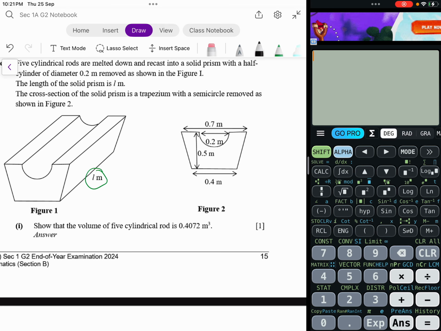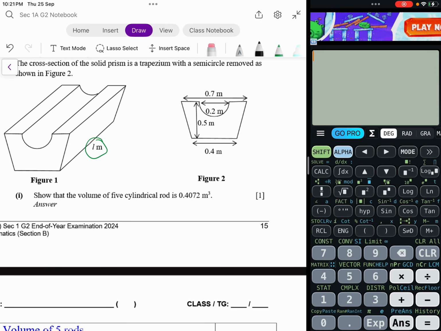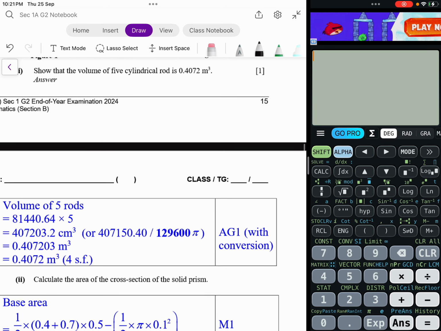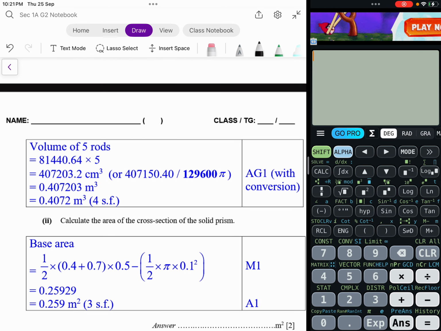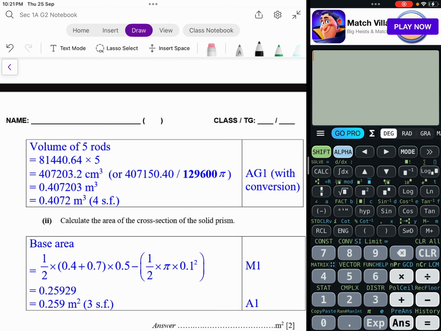Okay, show that the volume of the 5 cylindrical rod is 0.4. Okay, so I think we have the volume of 1, right? So we just times 5, right? Now this is a conversion question, so you can convert it into meter cube. Okay, so don't forget to convert cm cube into meter cube.